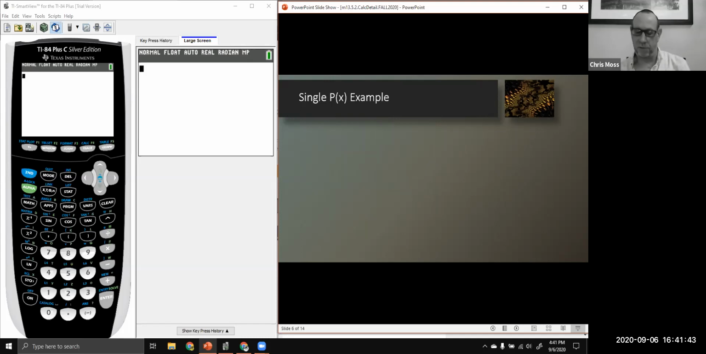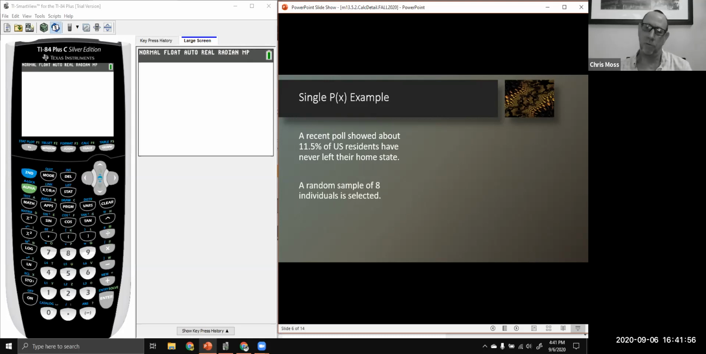So here's our first example. A recent survey shows that about 11.5% of US residents have never left their home state. We're going to randomly select 8 individuals, and we're going to ask them, did you leave the state?